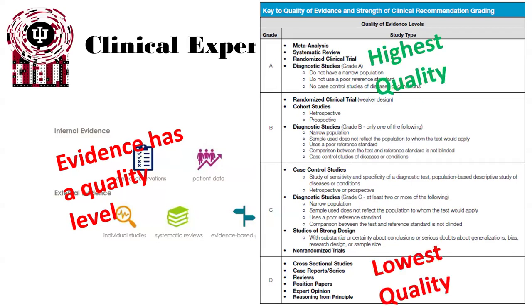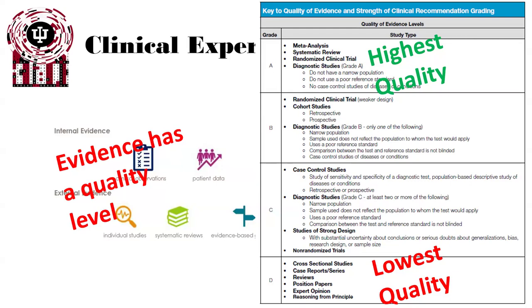You'll notice that different qualities of evidence exist. At the very top, we have the highest quality. At the bottom, we have the lowest quality. At the top are those meta-analyses, the systematic reviews, and randomized clinical trials. Depending on the design of the randomized clinical trial, it could be at different grades from A to B.